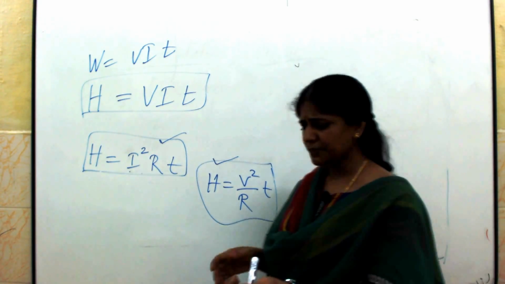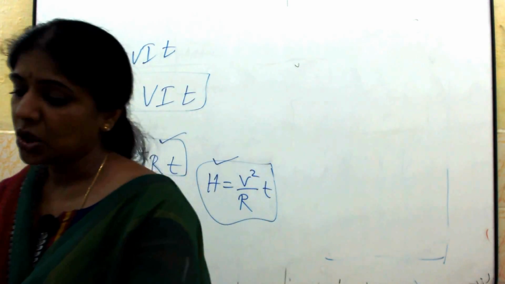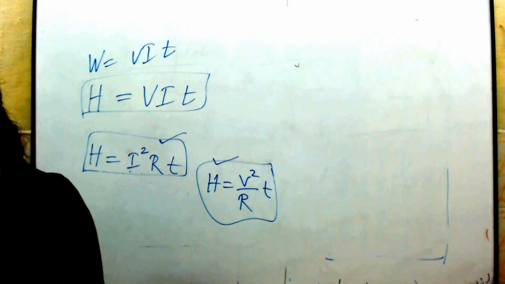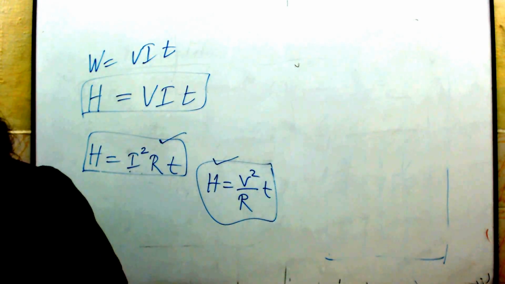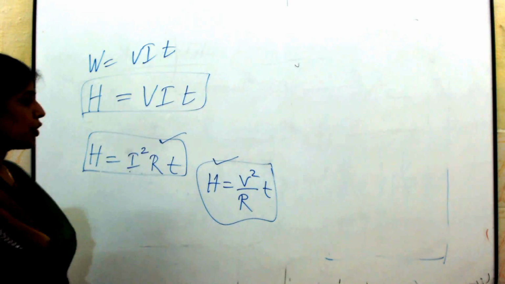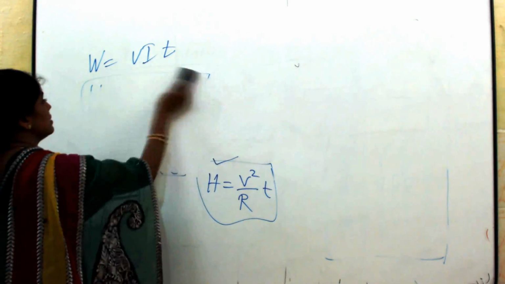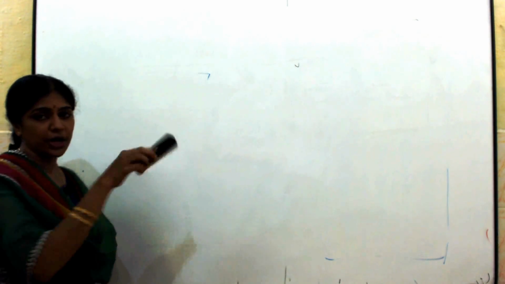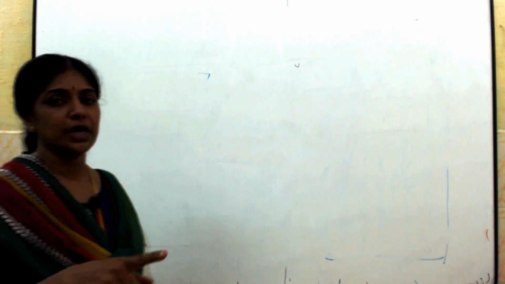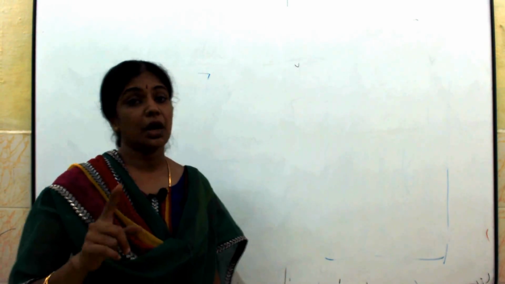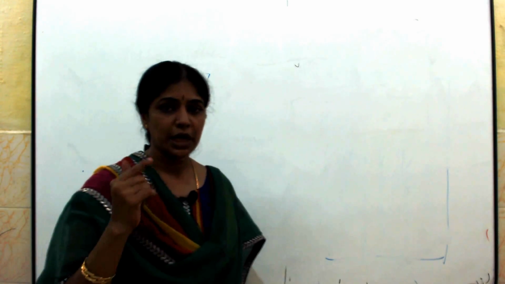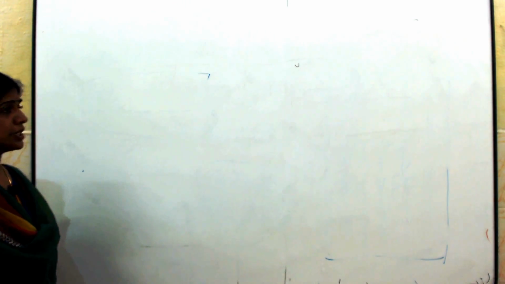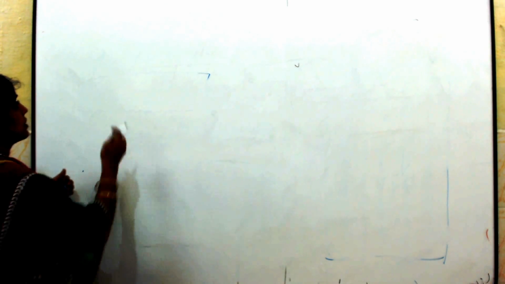Clear? This man Joule discussed all these effects of electric current and he also verified this Joule's law with a simple calorimeter experiment. So if they ask Joule's law of heating, you have to write all the three: H is equal to VIT, H is equal to I square RT, H is equal to V square by R into T. Now we are going to see the verification of this Joule's law.